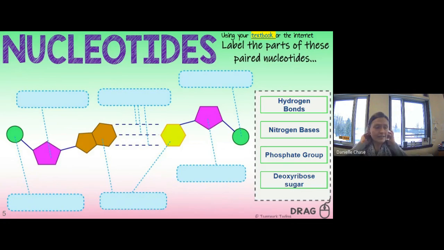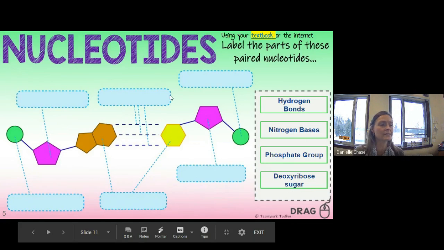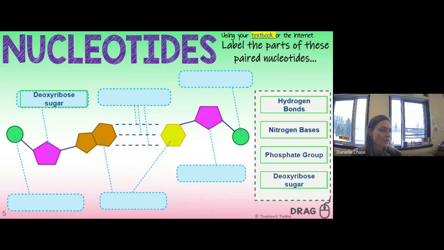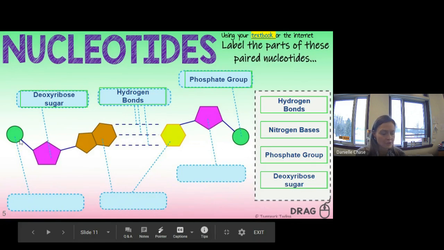All right, let's see how you did with these. I'm going to go across the top first. The pink pentagon, it's a 5-carbon sugar that's called deoxyribose. And then these lines are holding the bases together here. Those are going to be the hydrogen bonds. And then the green circle all the way over here to the right, that is a phosphate group. And then, so again, the green circle on the other side is the phosphate group.